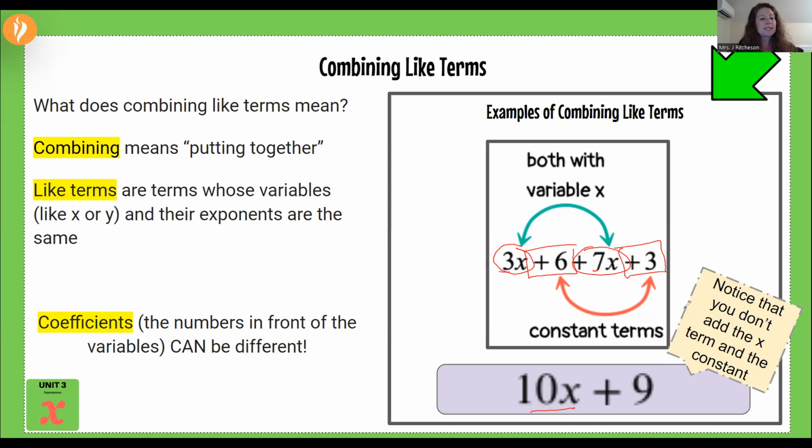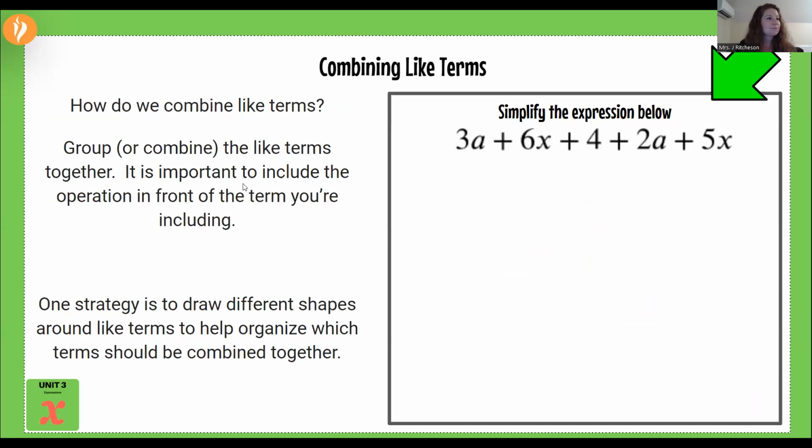So 6 plus 3 is 9. And so when I say simplify this expression, this is as far as we can go, guys. We can't add 10 and 9 because they're unlike terms. So the final answer is 10x plus 9. And we've simplified that expression. We have combined like terms.